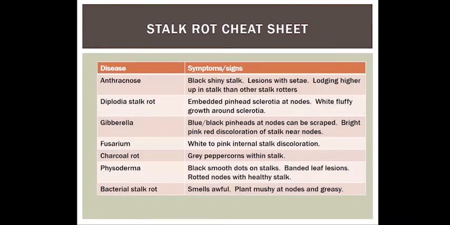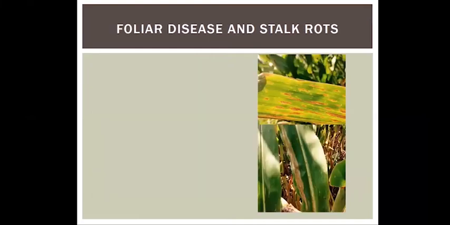Now here's your cheat sheet. I guess you can take a picture of this, but this is going over all the diseases I talked about and some of the defining or distinguishing characteristics of those diseases. And you know what to look for and not look for as you're scouting your fields. Now remember, I did mention that foliar diseases can be associated with stalk rots, and the same goes for insects.